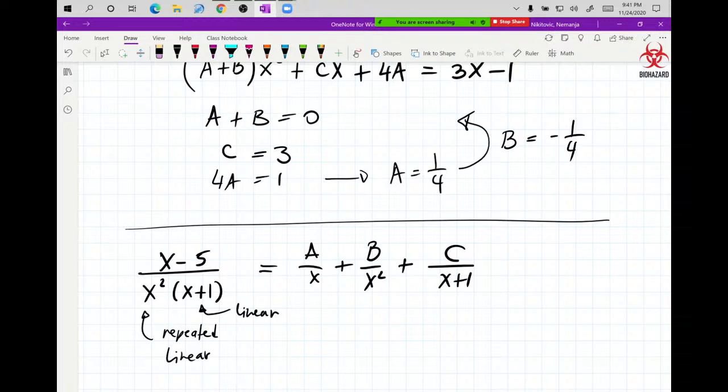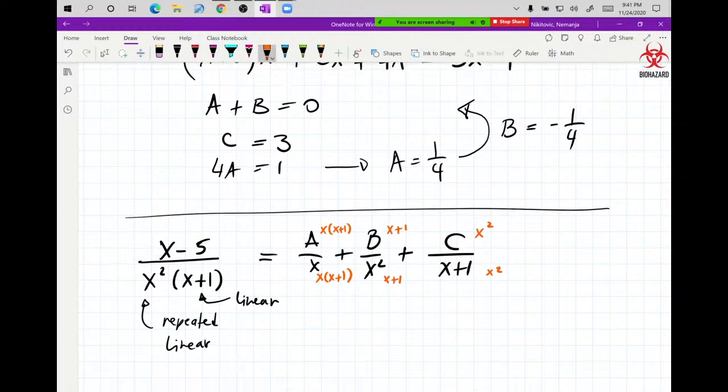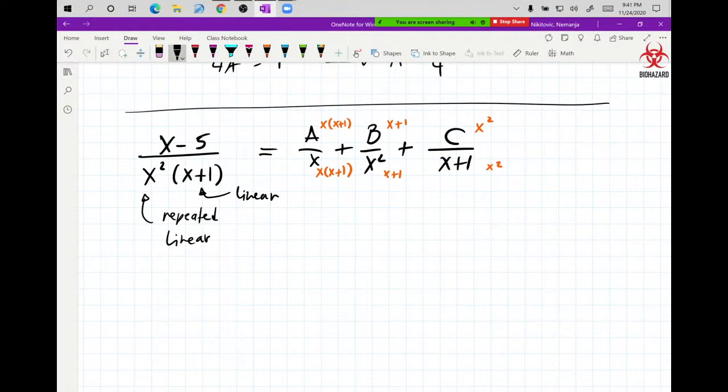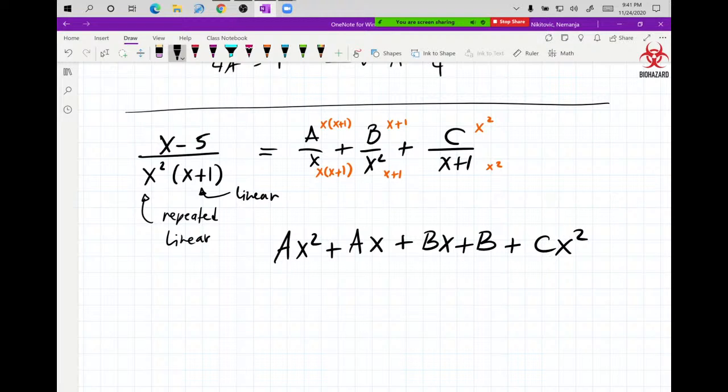Now, all I need to do is multiply each one of these by what's missing: x plus 1, x plus 1, x squared. Once I multiply all of these, I have the common denominator of x squared, x plus 1 everywhere, and we're good to go. So when I distribute this x, that becomes x squared, so ax squared plus ax plus bx plus b plus cx squared equals x minus 5.